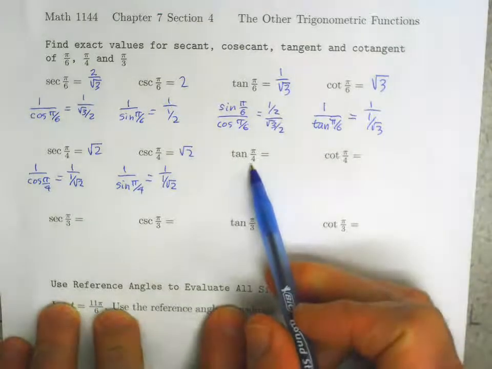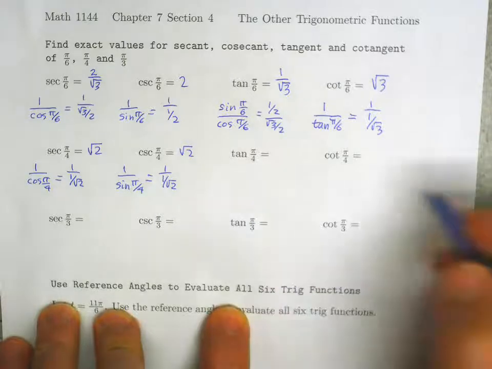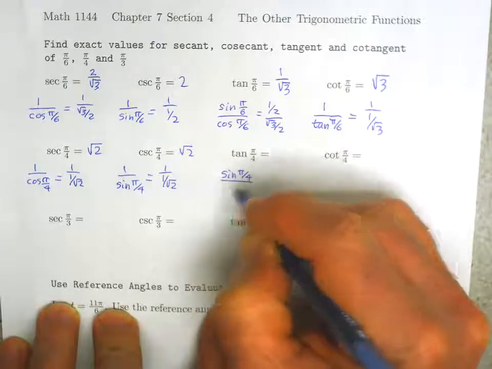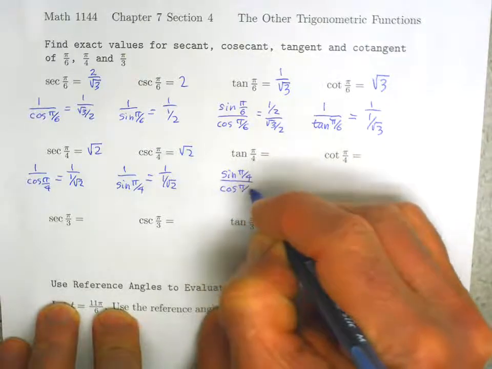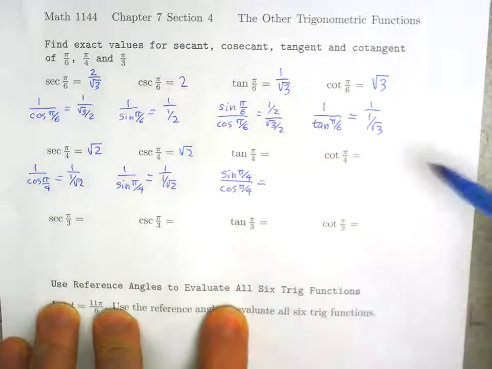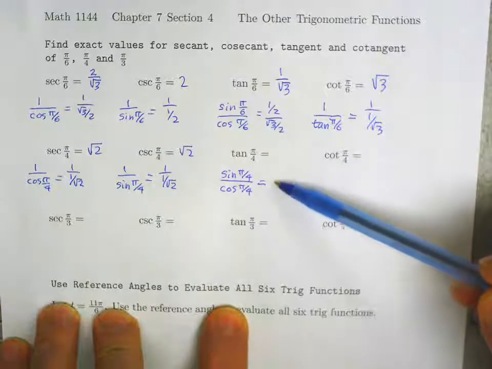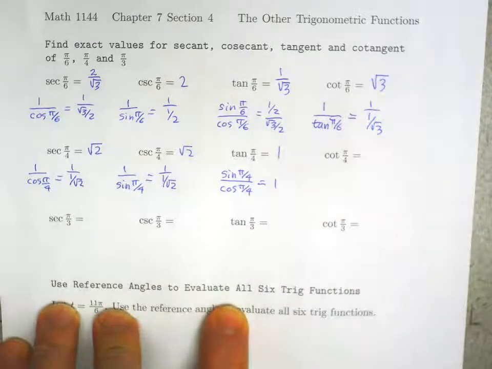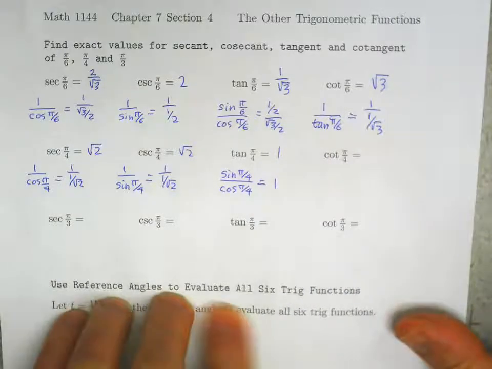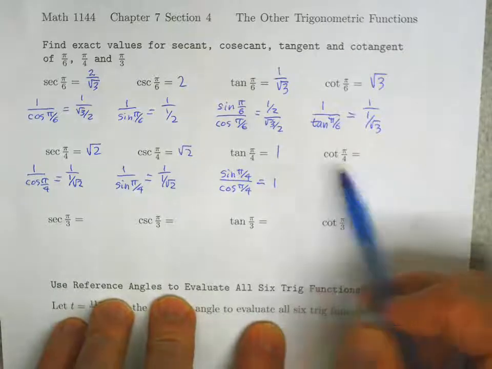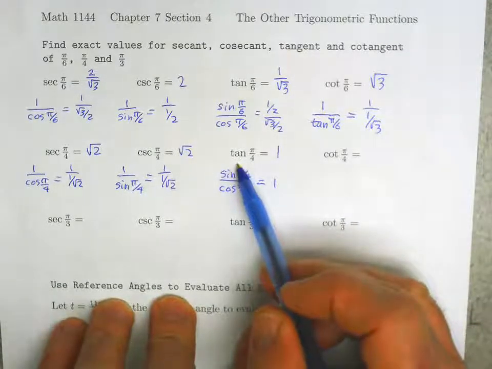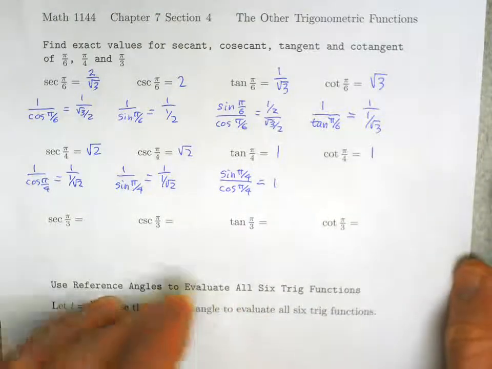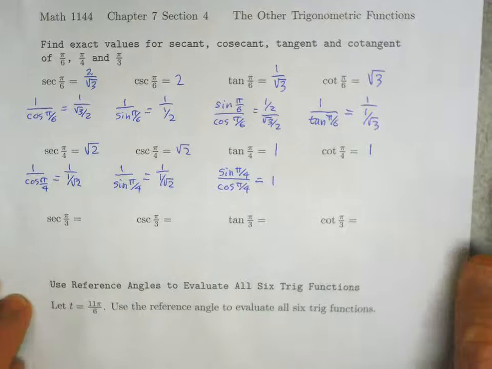The tangent of pi over 4, now that's sine of pi over 4 divided by cosine of pi over 4, or 1 over the square root of 2 divided by 1 over the square root of 2, which is just 1. So the tangent of pi over 4 is 1. Cotangent of pi over 4 is the reciprocal of tangent of pi over 4. The reciprocal of 1 is 1, so cotangent of pi over 4 is also equal to 1.